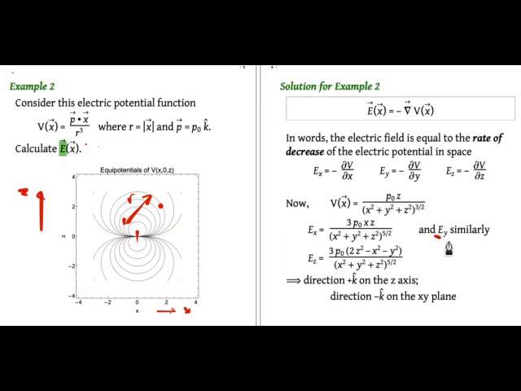And Ey is similar. This will be a good time for you to pause the video and work out Ey yourself. And check what you get for Ey. By the similarity between x and y, it'll just be the same thing with this x replaced by y.